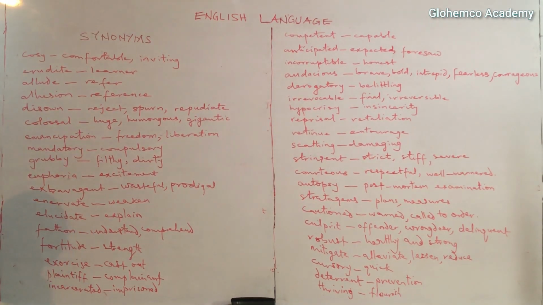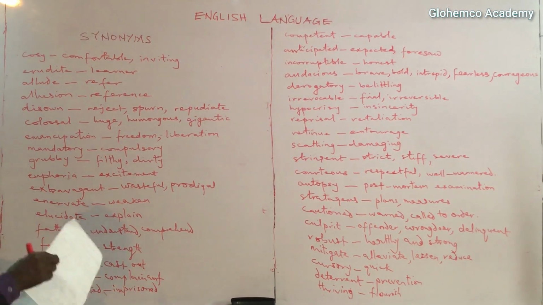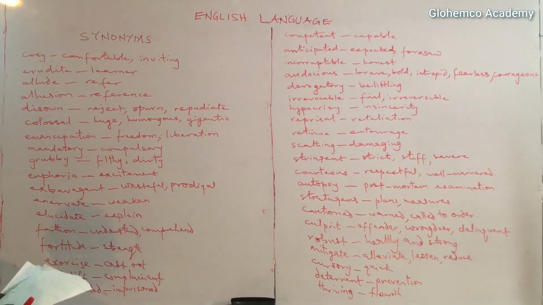Then erudite. Erudite is a learner, a very great learner. You know, here you meet my friends, he's an erudite scholar. So, he's a lawyer too. So, we have that. Erudite. Very brilliant person. All right, then we look at the next one, which is allude.